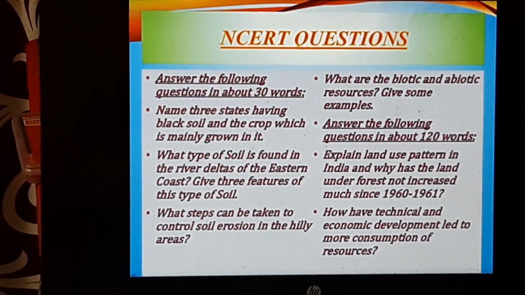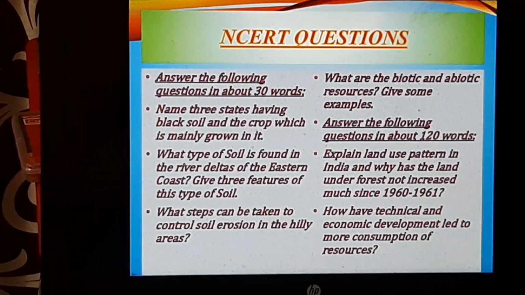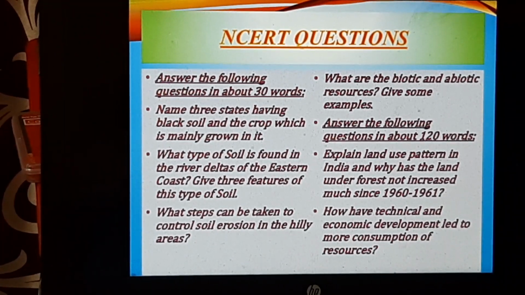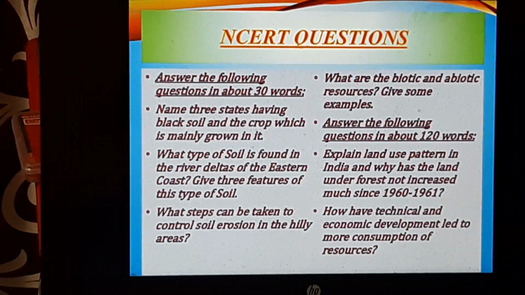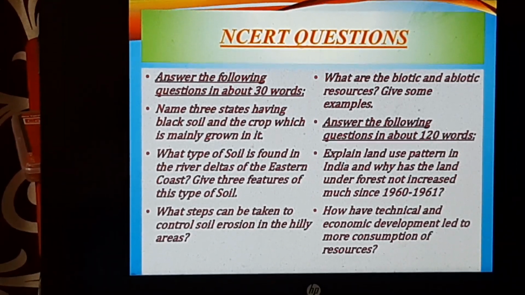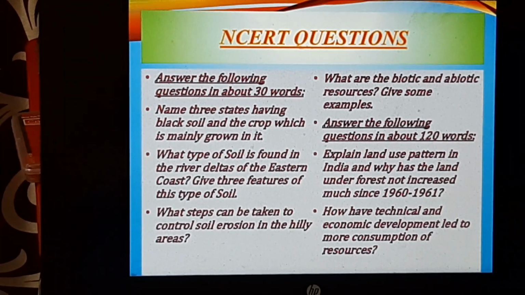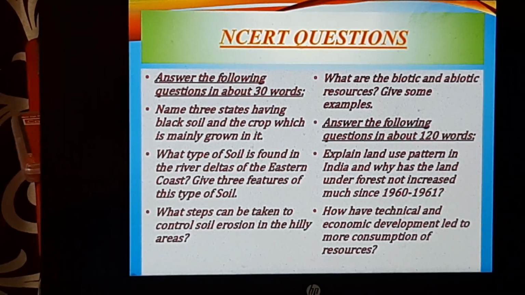Next question, how have technical and economic development led to more consumption of resources? Now we can see that in the earlier era, in the early age, only a sedentary type of life was developed, it was only agriculture, and that too, mechanical or commercialized agriculture was not there. It was basically manual agriculture, and there was not much consumption of resources. But gradually when the population increased, the industrial revolution increased the level of technology, and the literacy level increased.